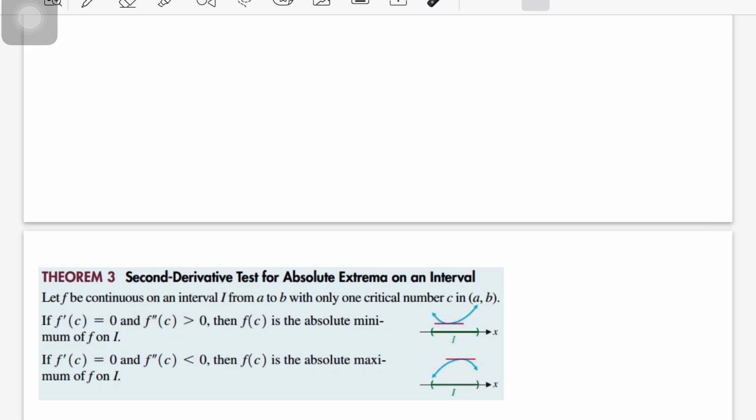So if f is continuous on some interval here with only one critical number within that interval, then if our derivative evaluated at a critical number is equal to 0, and our second derivative evaluated at that critical number is positive, then our function at that critical number is going to be the absolute minimum. And similarly, if our second derivative is negative at this critical number, then our function at that critical number is going to be the absolute maximum. Okay.